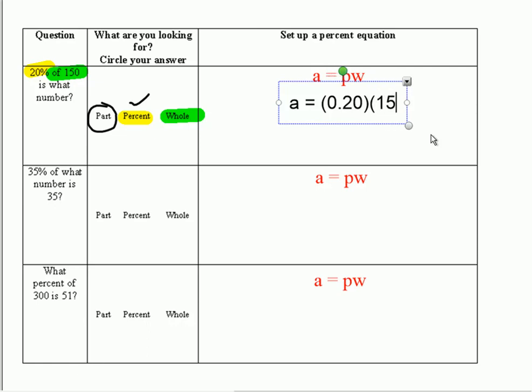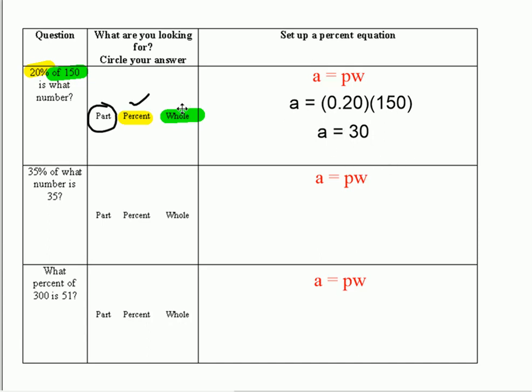And then my whole is going to go in here. Notice I'm using parentheses to show multiplication. You should do that as well. Got my calculator out, and I'm doing 20 hundredths times 150, and my final answer is 30. So easy peasy, plug in the percent, plug in the whole number, and multiply.